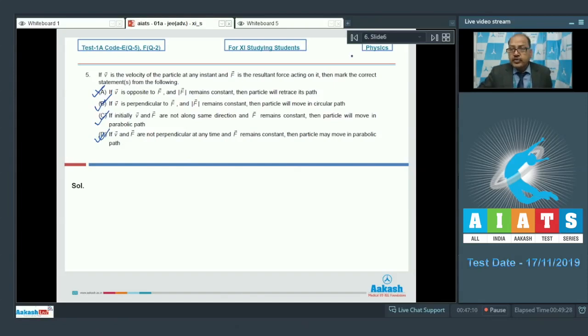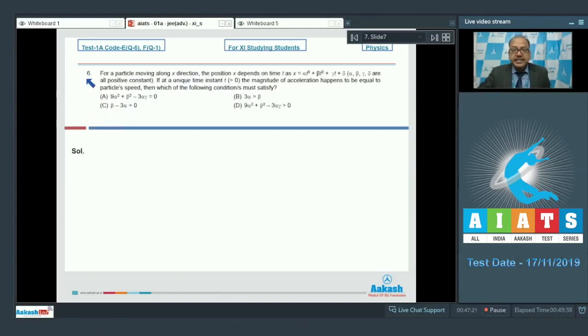Let's go to the next question now. Question 6 says, for a particle moving along the x direction, the position x depends on time t as x equals alpha t cubed plus beta t squared plus gamma t plus delta. Alpha, beta, gamma, delta are all positive constants. If at a unique time instant t greater than 0, the magnitude of acceleration happens to be equal to the particle's speed, then which of the following conditions must be satisfied?